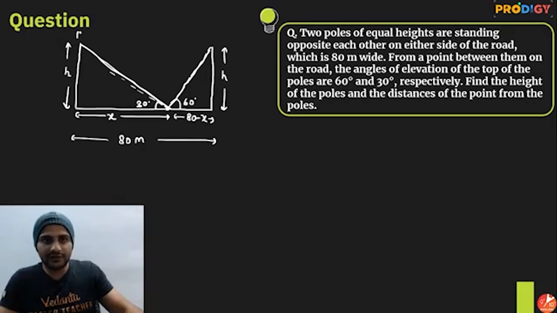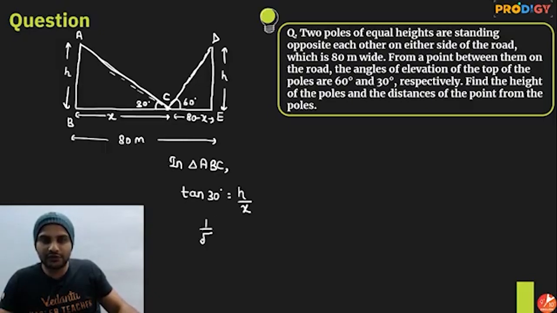Now if I use, say, triangle ABC, DE. So in triangle ABC, we will use tan of 30 degrees is equal to h by x. That means 1 by root 3 is equal to h upon x. So from here you can say that h is equal to x by root 3. h is equal to x upon root 3.